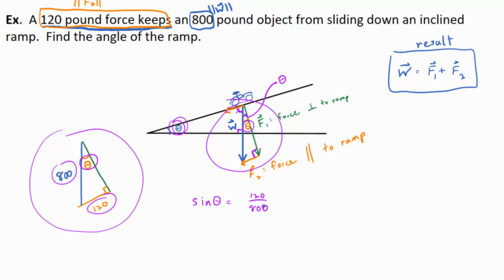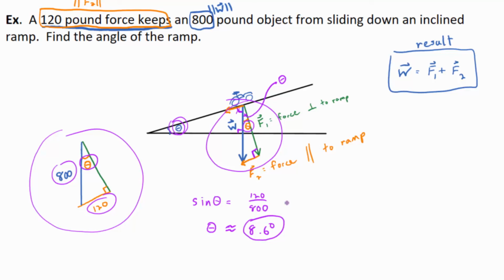Let's take the sine inverse of both sides. Run that through your calculator. Just give me an approximation to one decimal place in degrees. What do you get? 8.6? Okay, 8.6 degrees.